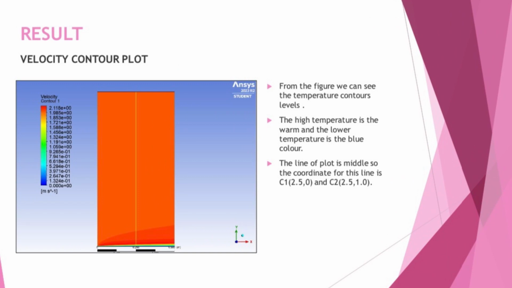Next, I want to explain about the simulation result. This is the velocity contour plot. From the figure, we can see the velocity contour level. The high velocity is warm color and the lower velocity is blue. The line of plot is in the middle, so coordinate 1 is 2.5 over 0 and coordinate 2 is 2.5 over 1.0.